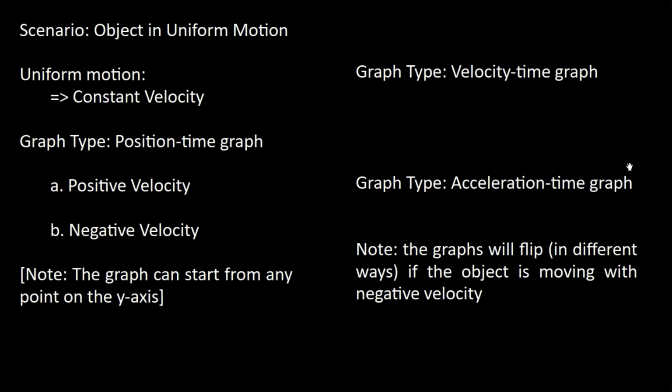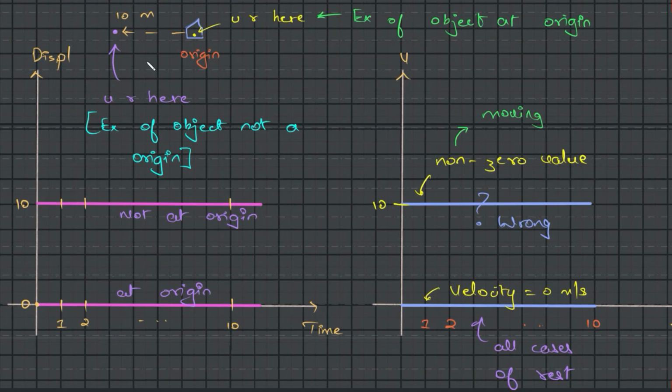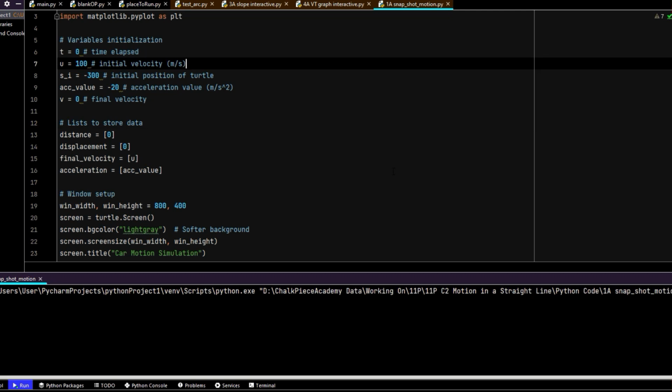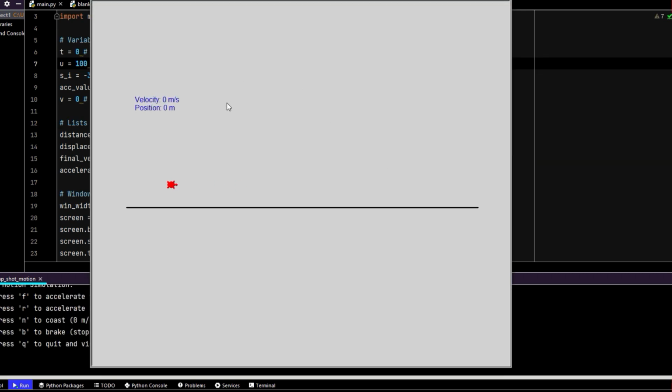Next, we have an object moving in uniform motion. So these were the case of an object at rest at a particular distance or at the origin itself. Now we are making the object move. For that, I can go with this itself. So this is a case of uniform motion. You can see the object is covering equal distance in equal intervals of time.